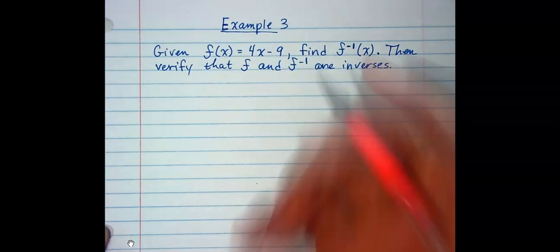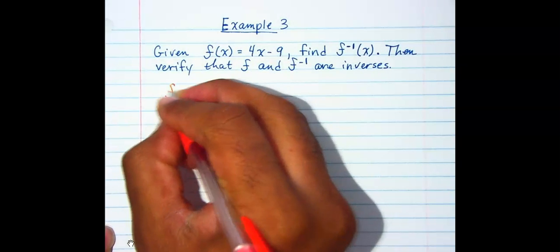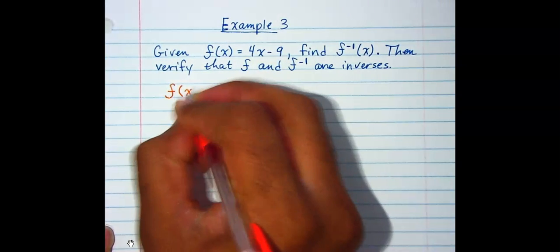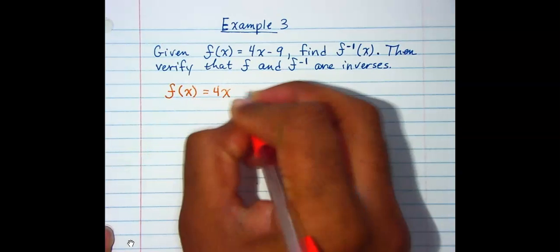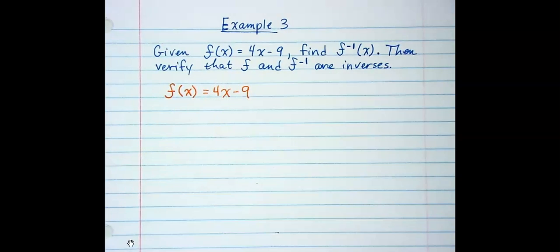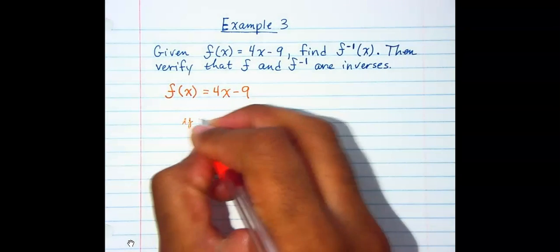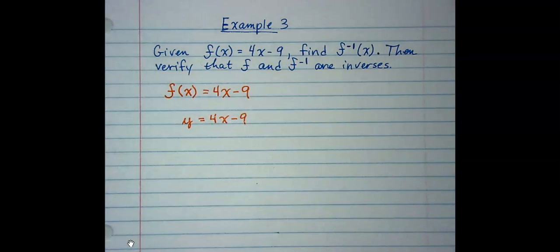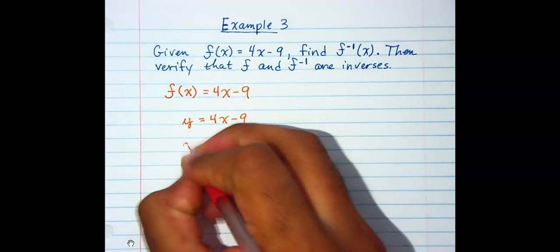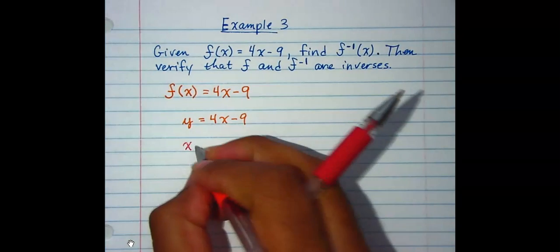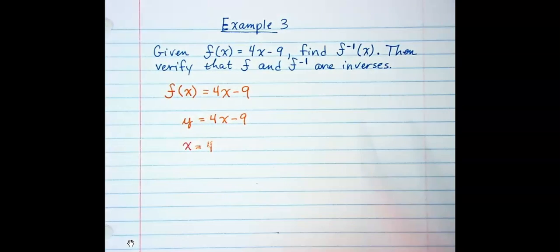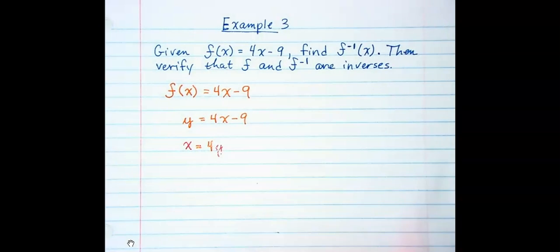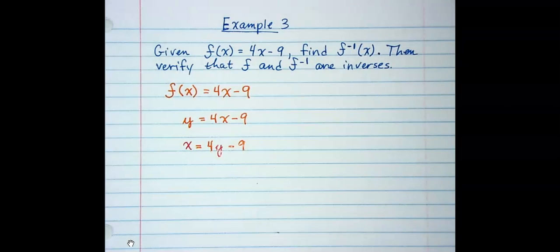Verify. All right, so let's start off with our original function. Oh, sorry, first we're going to find the inverse. So we set this equal to y instead of f of x. And just like our last example, we switch x and y. All right, switch x and y. And now we need to solve it out.